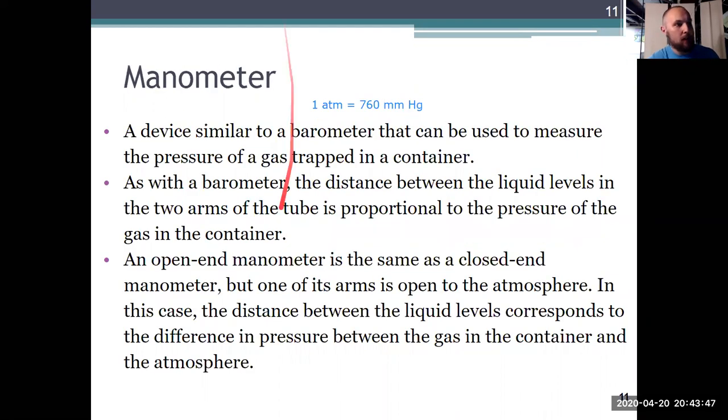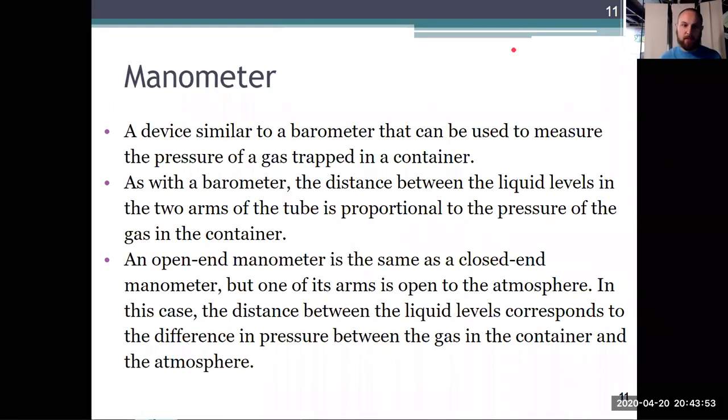Now, a manometer is similar to a barometer, except it's now dealing with a closed system instead of a barometer that's open up top to the atmosphere. A manometer has a closed system because we use it to measure the pressure of a trapped gas. And we again use mercury. Let's see what those look like, because there's two types. There's a closed end and an open end manometer.